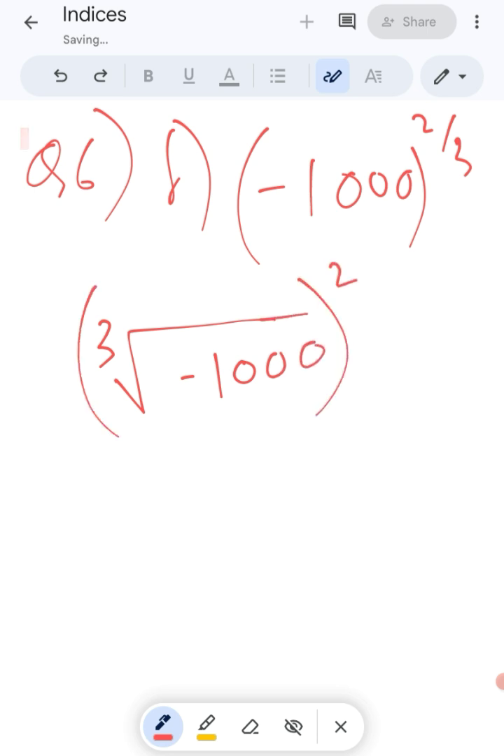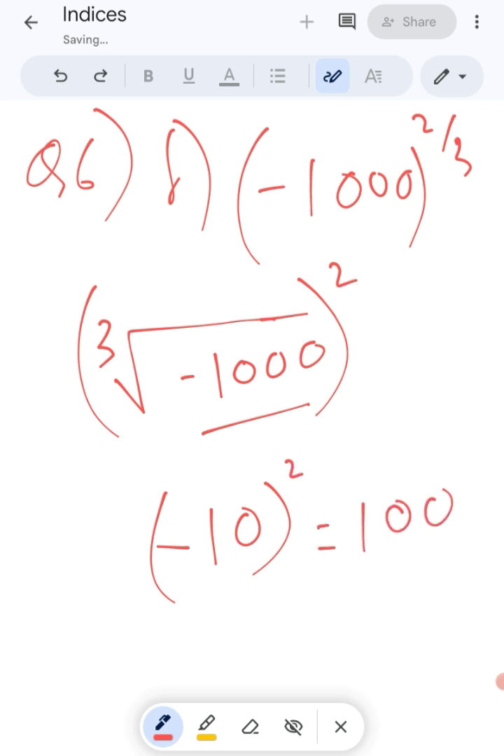Okay. Now the cube root of minus 1000 is going to be minus 10, right? Because minus 10 multiplied by minus 10 multiplied by minus 10 makes a minus 1000. So what I am going to do here is put my answer minus 10 and then do the square of that. What do I get as my final answer? 100. Okay.